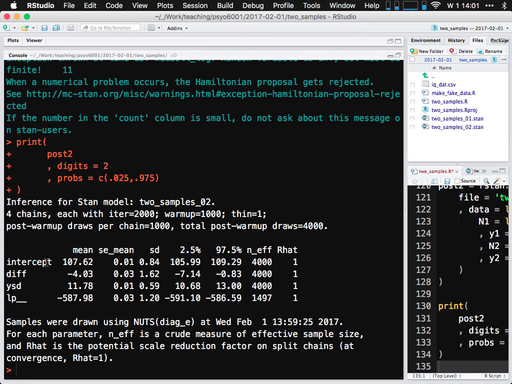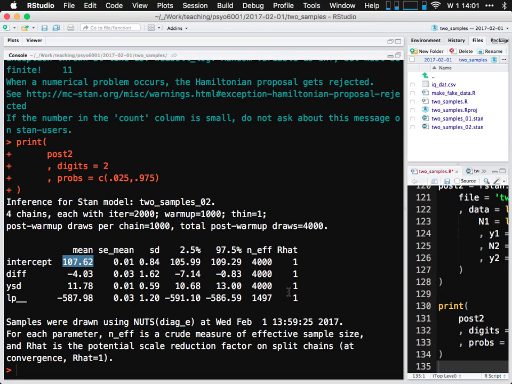If we are interested in this intercept, like where are the 2 groups overall, we could look at that. And indeed, we can combine these 2 to figure out what each group's individual mean was, in the same way that we could combine the 2 groups' individual means to get out what the difference score is. We can combine the intercept and difference to get out what the individual groups' means are.